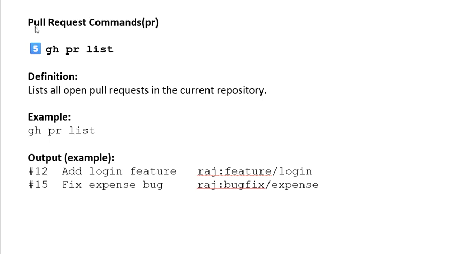Another topic is the pull request command, gh pr. The fifth is gh pr list, which lists all the open pull requests in the current repository. The example is gh pr list, and the output is: 12, add the logging feature, branch feature/logging; and 15, fix expense bugs, branch bugfix/expense.